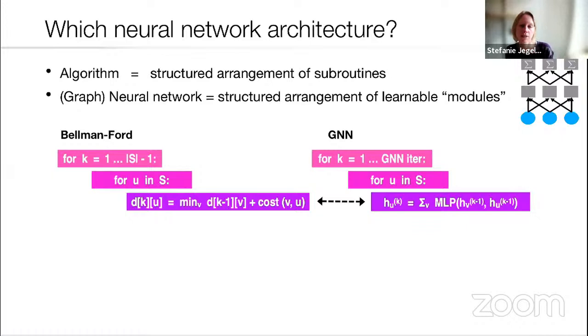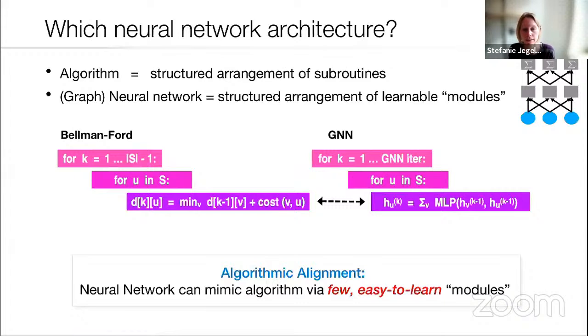So the intuitive idea is that in that case, this thing has to learn a very simple function. The min and the plus is pretty simple. It's not such a complicated function. And the rest is already there. The rest is hard-coded, so you don't have to learn it. So presumably, in that case, when these structures match, then you should be able to learn with fewer samples. You should be able to learn faster. And we call this algorithmic alignment. So algorithmic alignment means that a neural network can mimic an algorithm via a few easy to learn modules. Your modules are the gray boxes, or basically these little learnable neural networks here.